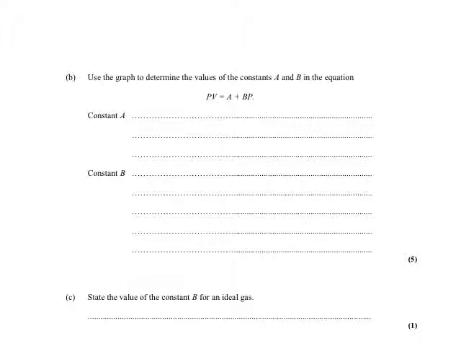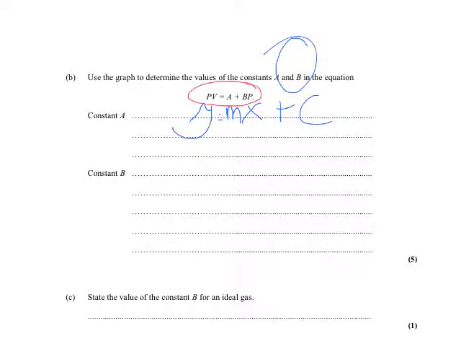Now here it's asking you, use the graph to determine the values of the constants A and B in the equation. It's a straight line equation. So let's have a look. You have y equals mx plus c. Does that fit the format of this equation? Actually, it's a little bit fiddly still because A is a constant and B is a constant. So we need to rearrange our equation of the straight line a little bit. Let me draw it a different way. y equals c plus mx.